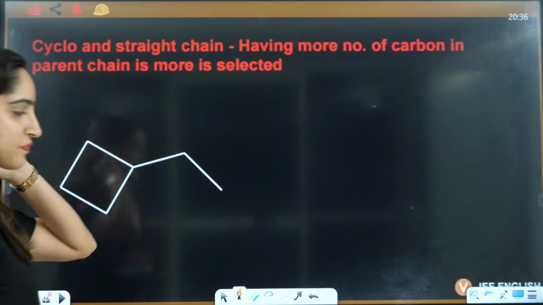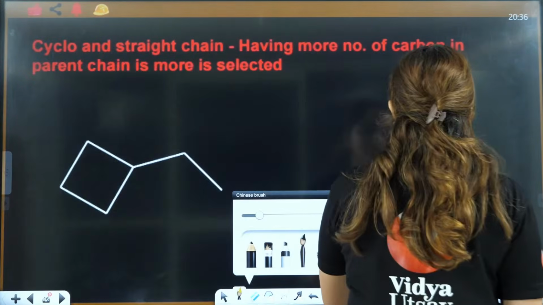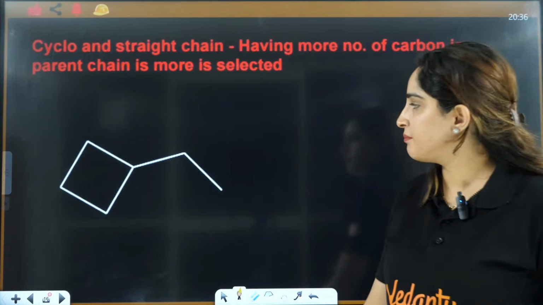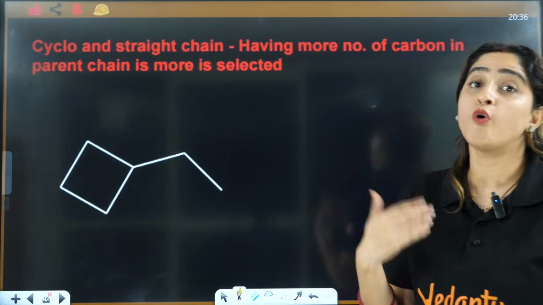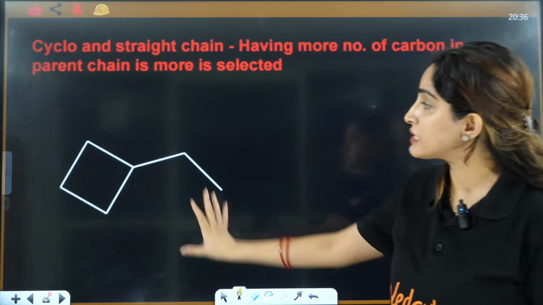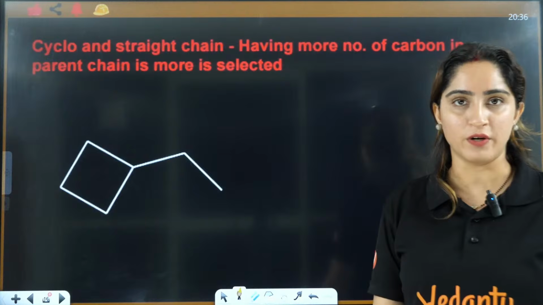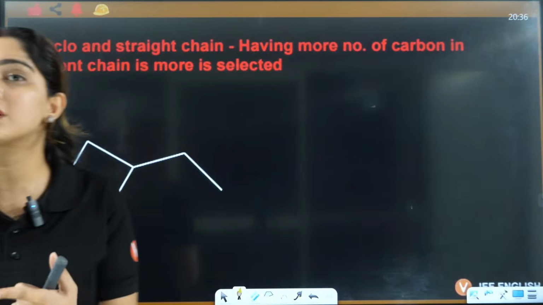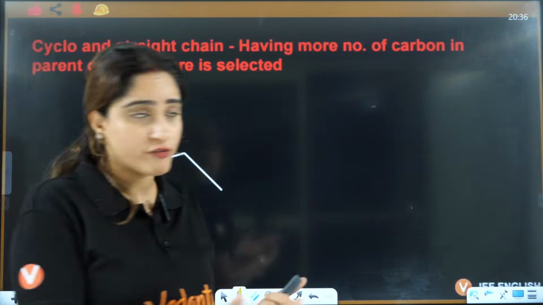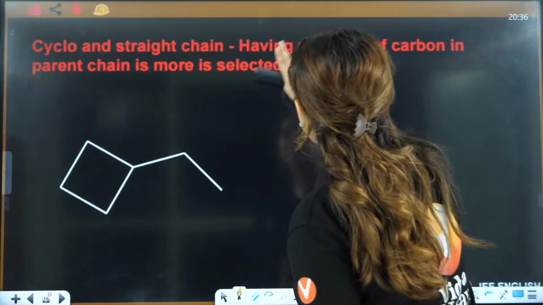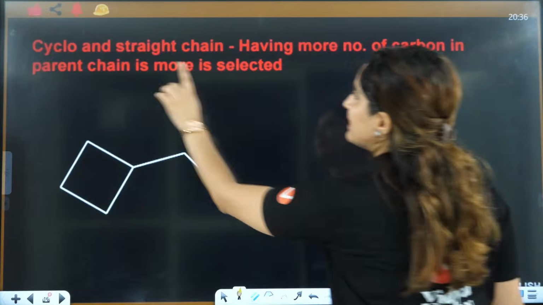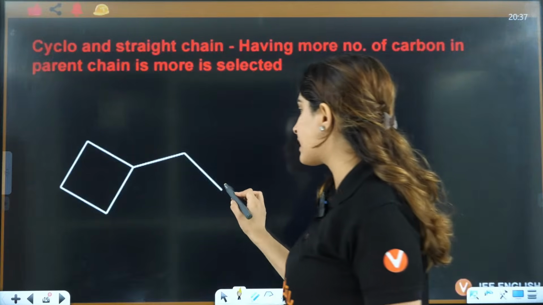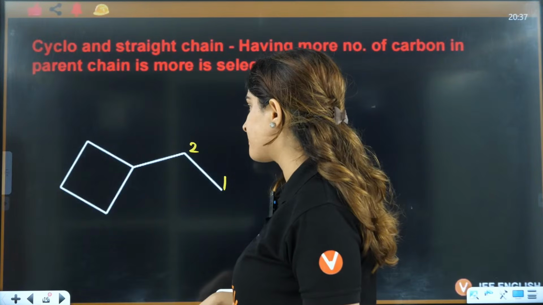Next is, when you have a confusion: ma'am, you have a cyclic ring, ma'am, we have an open chain, now what should I choose? Should I choose the cyclic one or should I choose the open one? So when you have this kind of confusion, you will choose the one which has more number of carbons. So having more number of carbons in the parent chain is selected. So if I choose this thing, this will have 2 carbons.